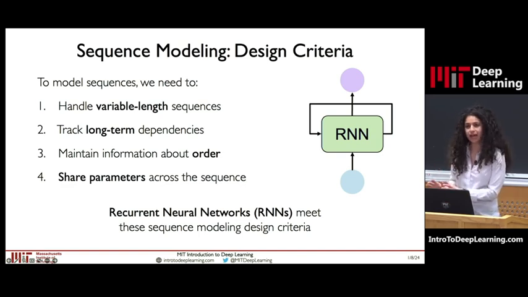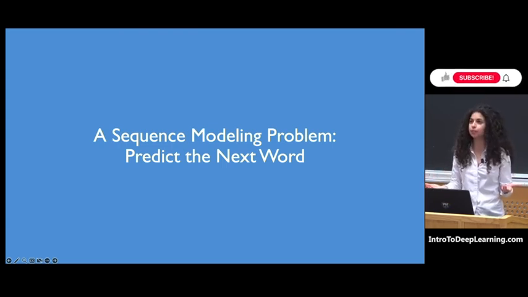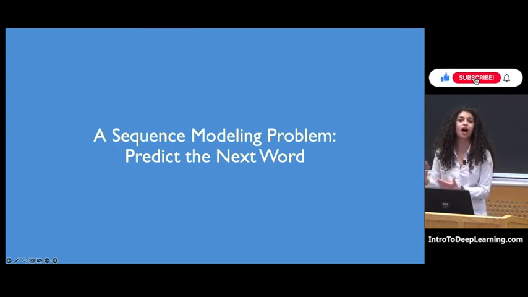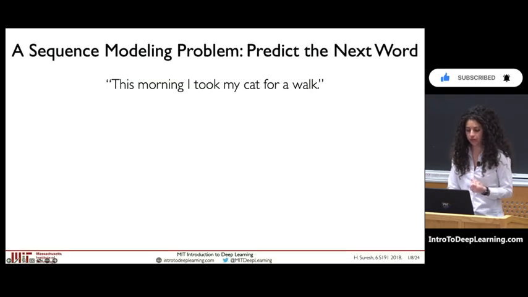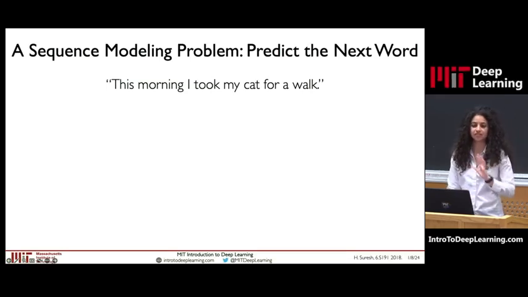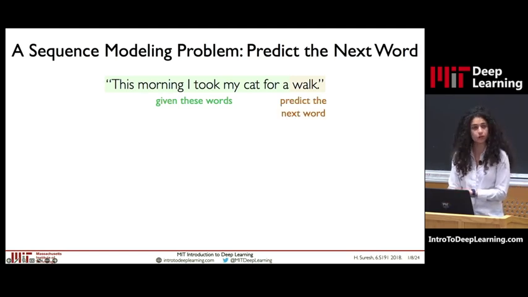So let's now get into more specifics about a very typical sequence modeling problem that you're going to encounter. And that's the following. Given a stretch of words, we want to be able to predict the next word that comes following that stretch of words. So let's make this very concrete. Suppose we have this sentence: "This morning I took my cat for a walk." Our task could be just as follows. Given the first words in this sentence, we want to predict the word that follows, "walk."